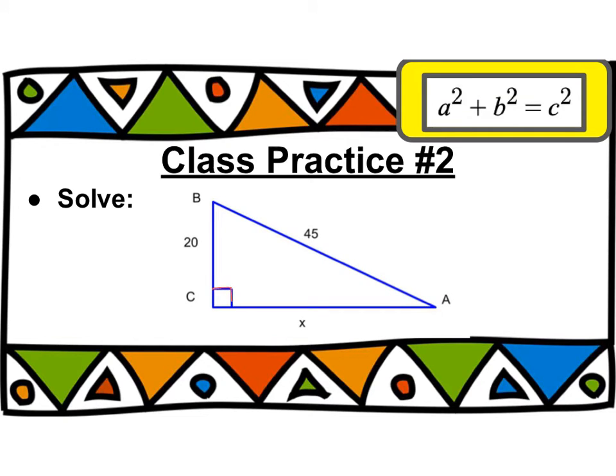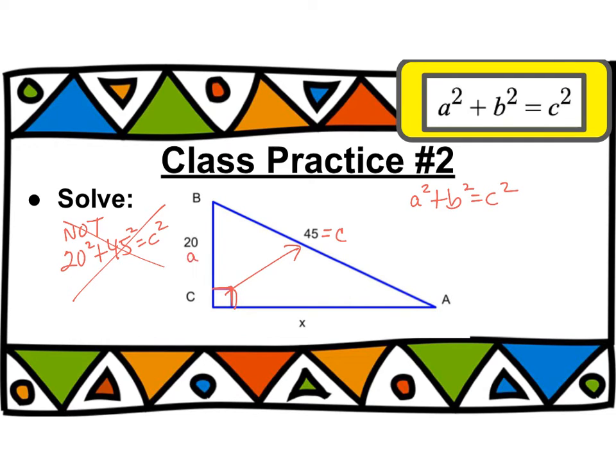I'm going to go to my right angle. I'm going to go across from my right angle, and my 45 this time is C. So now I have C. Be careful. Do not just see the two numbers and jump right to 20 squared plus 45 squared equals C squared. That's not correct. So that's why you always have to identify your right angle first so you can find your hypotenuse. So I have A squared plus B squared equals C squared. I'm going to call A 20 and X B. So I have 20 squared plus b squared equals c squared, which is 45 squared.